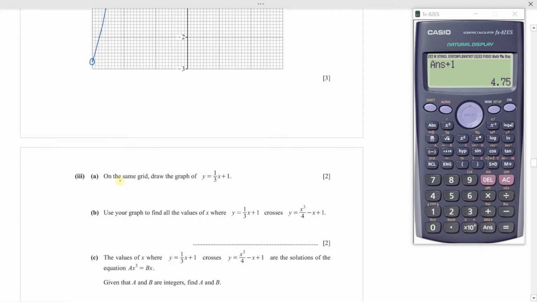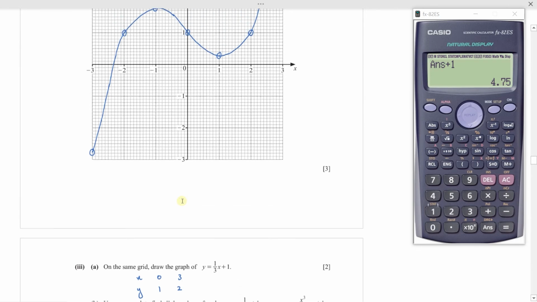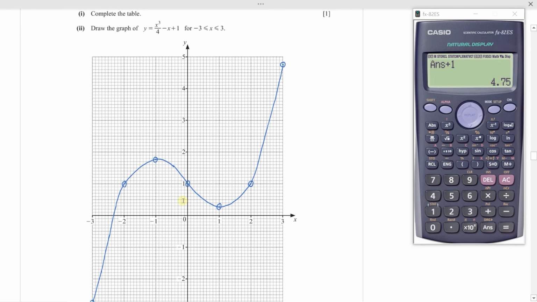The next part is on the same grid, draw the graph of y equals 1 over 3 x plus 1. So let me take a couple of values of x. If x is 0, then y will be 0 plus 1. And if x is 3, 3 over 3 is 1, 1 plus 1 is 2. So you have two coordinates, 0, 1 and 3, 2. So let's plot those. 0, 1 is this point, and 3, 2 is this one here.